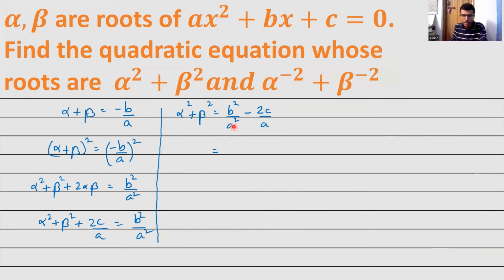Now you see the LCM is actually a square, so I'm going to multiply and divide a to the second term. I'd get b square by a square minus 2ac divided by a square. Now since the denominators are equal, I can perform the operation on the numerator. I'd get b square minus 2ac divided by a square. So I got my alpha square plus beta square. Now this I can mark as 2. Now substitute 2 in 1.